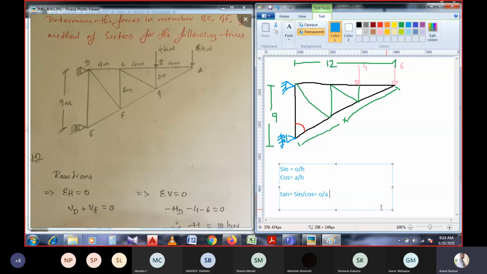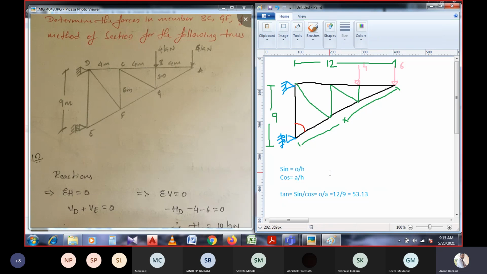So now by substituting the values, the opposite side is 12 and the adjacent is 9. So the angle is tan inverse of 12 by 9, that is 53.13 degrees, right?